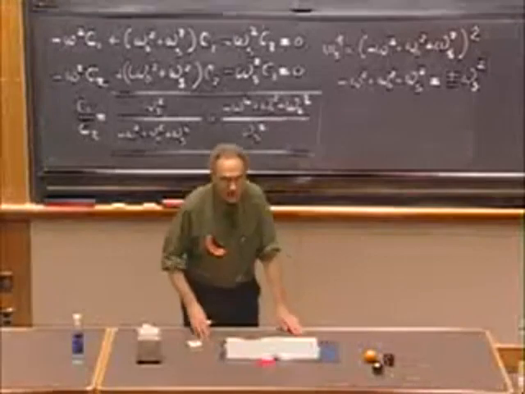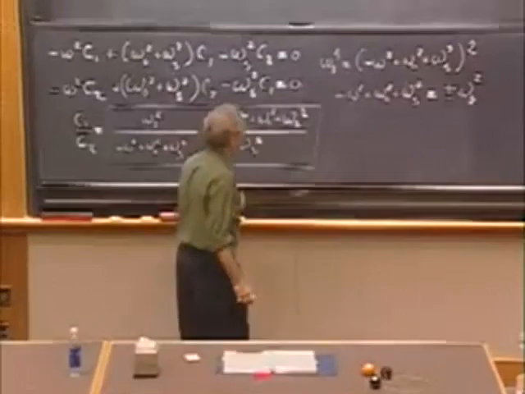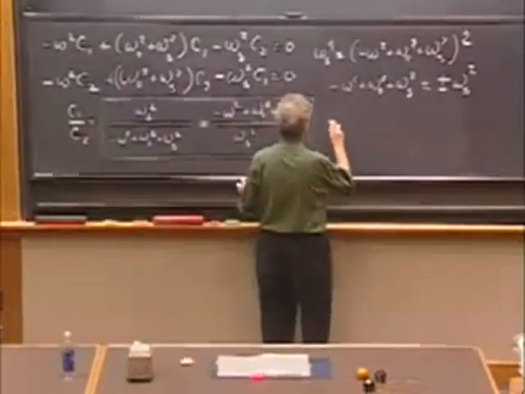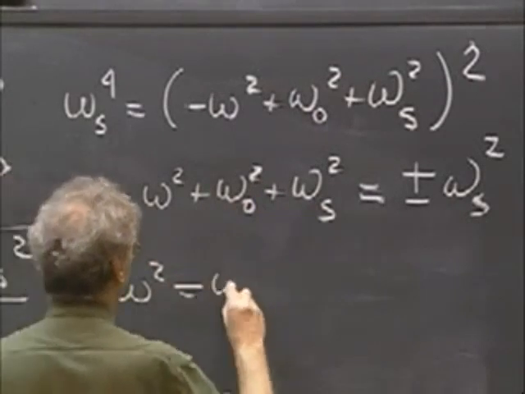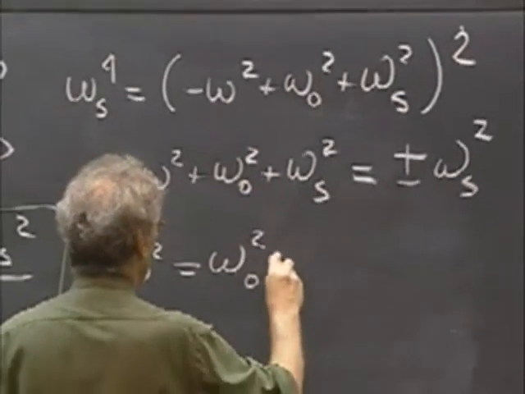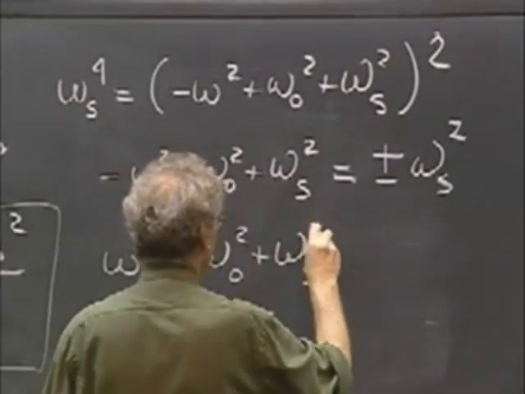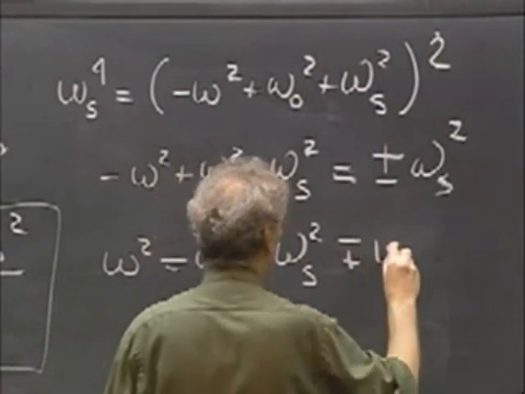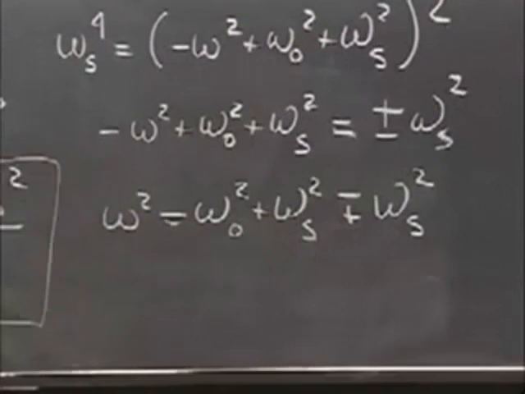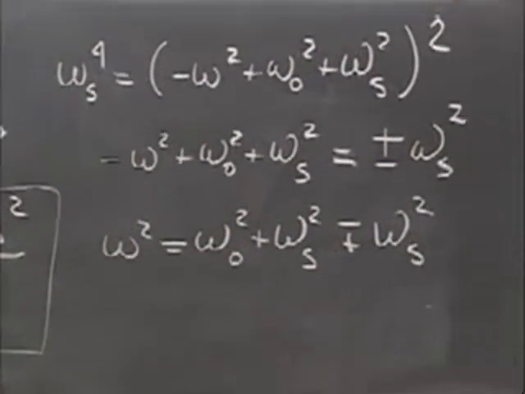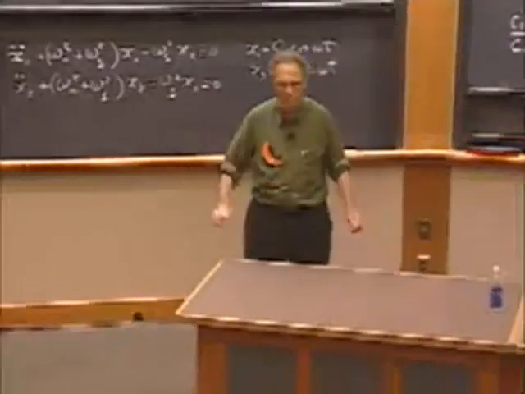And now you're going to see the light of the day. You won't believe this. I bring omega squared to the other side, and I get omega 0 squared plus omega s squared minus or plus omega s squared. And the simplicity is overpowering. I feel it over my whole body.